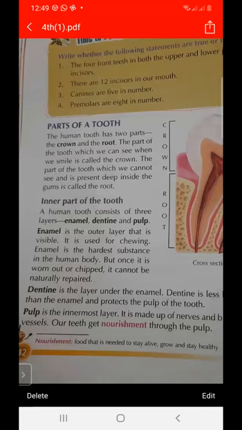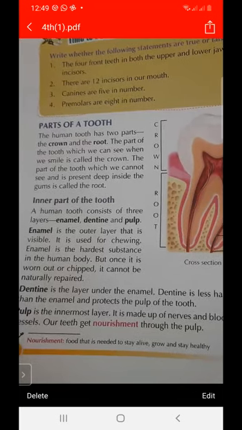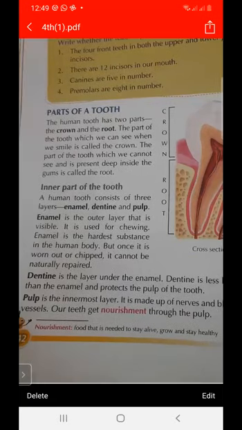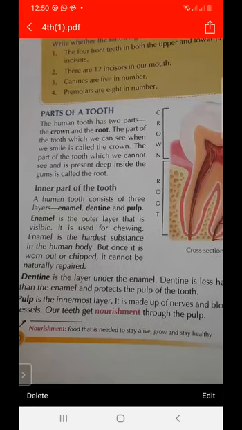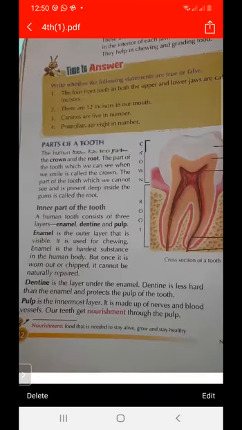And after dentine, there is the pulp, and pulp is the innermost layer. It is made up of nerves, and it also contains blood vessels. And our teeth get nourishment through the pulp.